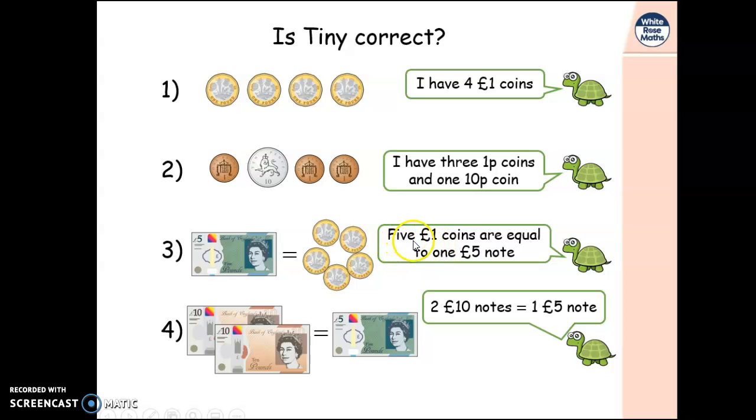In the next one, number 3, it says I have 5 £1 coins are equal to 1 £5 note. And the final one says 2 £10 notes equals 1 £5 note. Which ones are correct? Which ones are wrong? Have a go now.